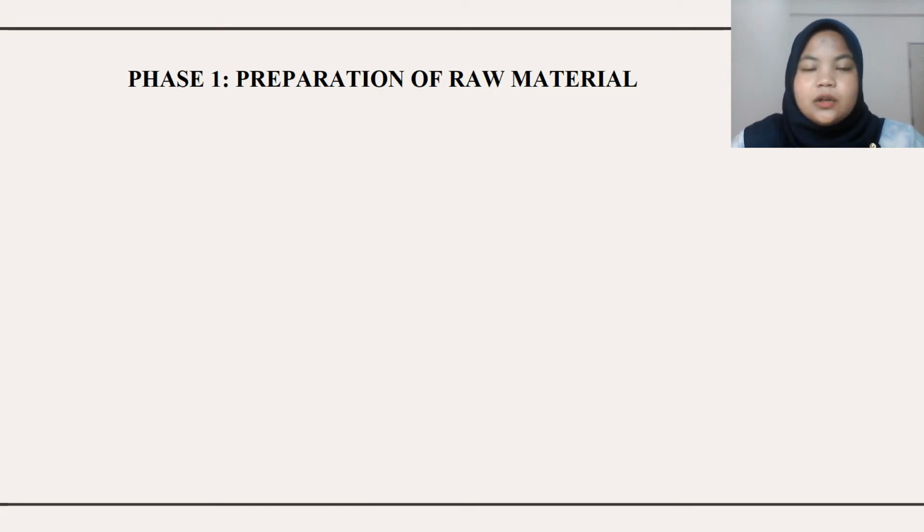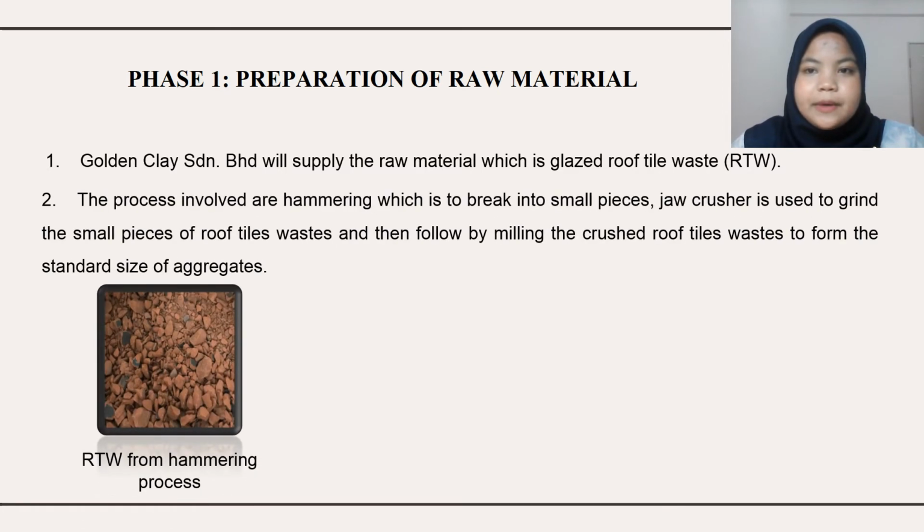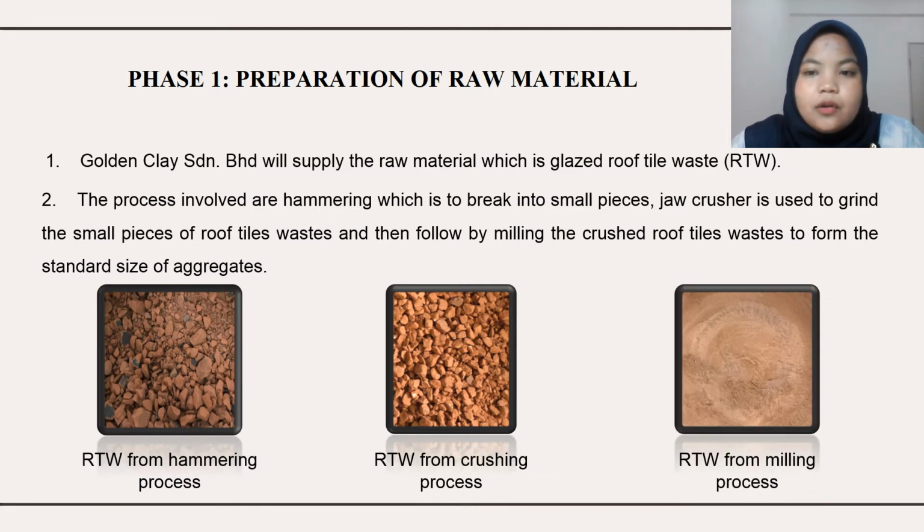Phase 1. Golden Clay Sundarawahad is a company that supplies roof tiles in two categories, which are glazed and unglazed. The first picture shows the hammering process, because the tile comes in its actual size. Hammering breaks it into small pieces. The second picture shows the crushing process, using a jaw crusher machine to grind the small pieces, followed by the milling process as seen in the third picture. The crushed roof tile waste forms the standard size of aggregate.